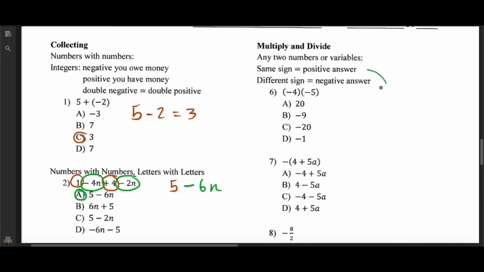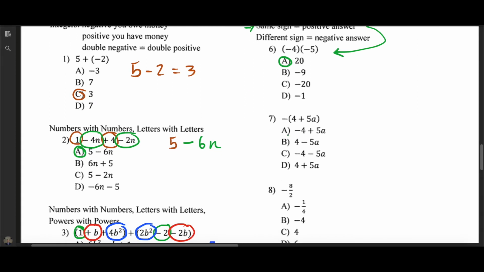Look, we can even apply it to this problem right here. Negative times a negative, that's the same sign, so you're definitely going to have a positive answer. And what's 4 times 5? That's 20. Don't get tricked with that negative 20 there. This is going to be a positive 20.